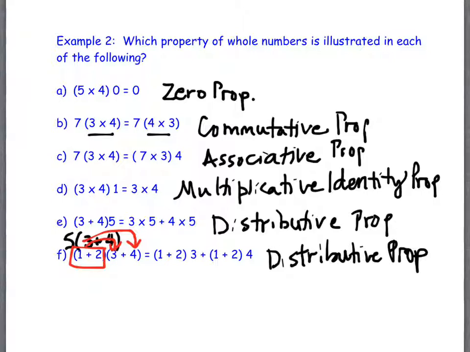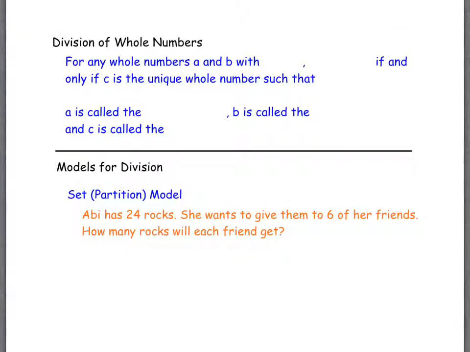All right. That's it for multiplication in this section. The next thing we're going to talk about is division. So division of whole numbers. For any whole numbers A and B, there's a few conditions. B is not going to be equal to 0.